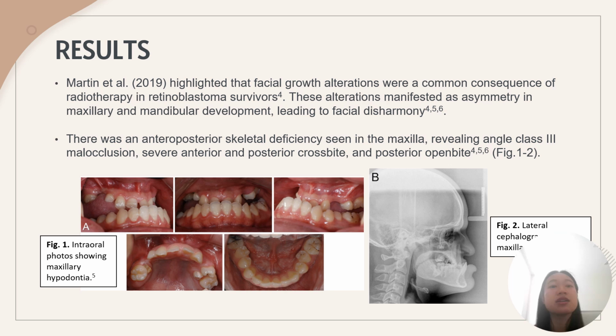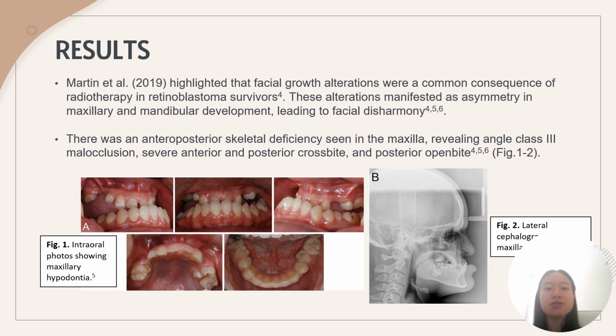So after reviewing all the literature, the results were highlighted into categories of alteration of growth, dental development, and craniofacial growth. So those are the three things we'll go over. There are facial growth alterations, which are a common consequence of radiotherapy in retinoblastoma survivors. These alterations manifest as asymmetry in maxillary mandibular development, leading to facial disharmony. There's an anterior-posterior skeletal deficiency seen in the maxilla, revealing an angle class 3 malocclusion, severe anterior and posterior crossbite, and posterior open bite, as you can see in this figure on the left.